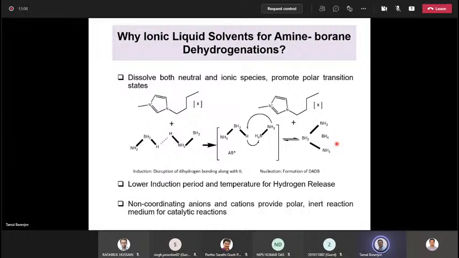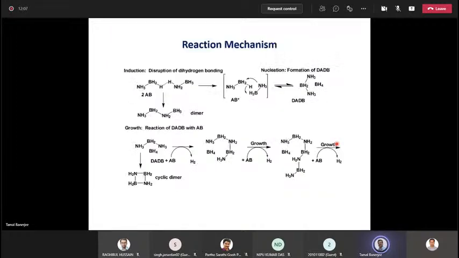These solvents are non-coordinating anions and they provide a polar inert reaction medium for catalytic reactions. So this is a reaction. It is divided into four steps: the induction step, nucleation step, growth step, and then further you get various oligomers. The induction step is where you disrupt the dihydrogen bonding in the presence of solvent so that it forms a dimer. And then you form a nucleation. For this nucleation, I just now explained, it forms this transition state.